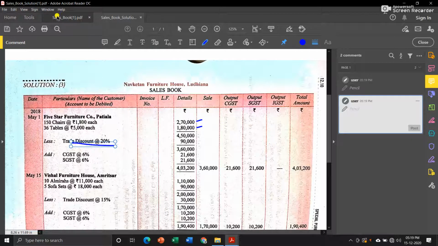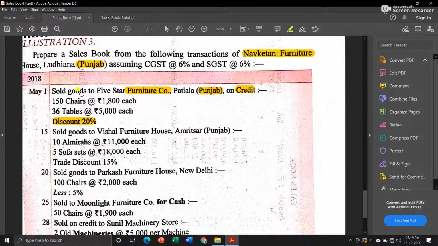Remember, if in special purpose subsidiary book they mention only discount and nothing else, then don't get confused, just think of it as a trade discount. Don't consider it as a cash discount, because cash discount we give when the customer makes cash payment, and in this special purpose subsidiary book chapter we are dealing with all the credit transactions. So whenever you see discount it means trade discount.